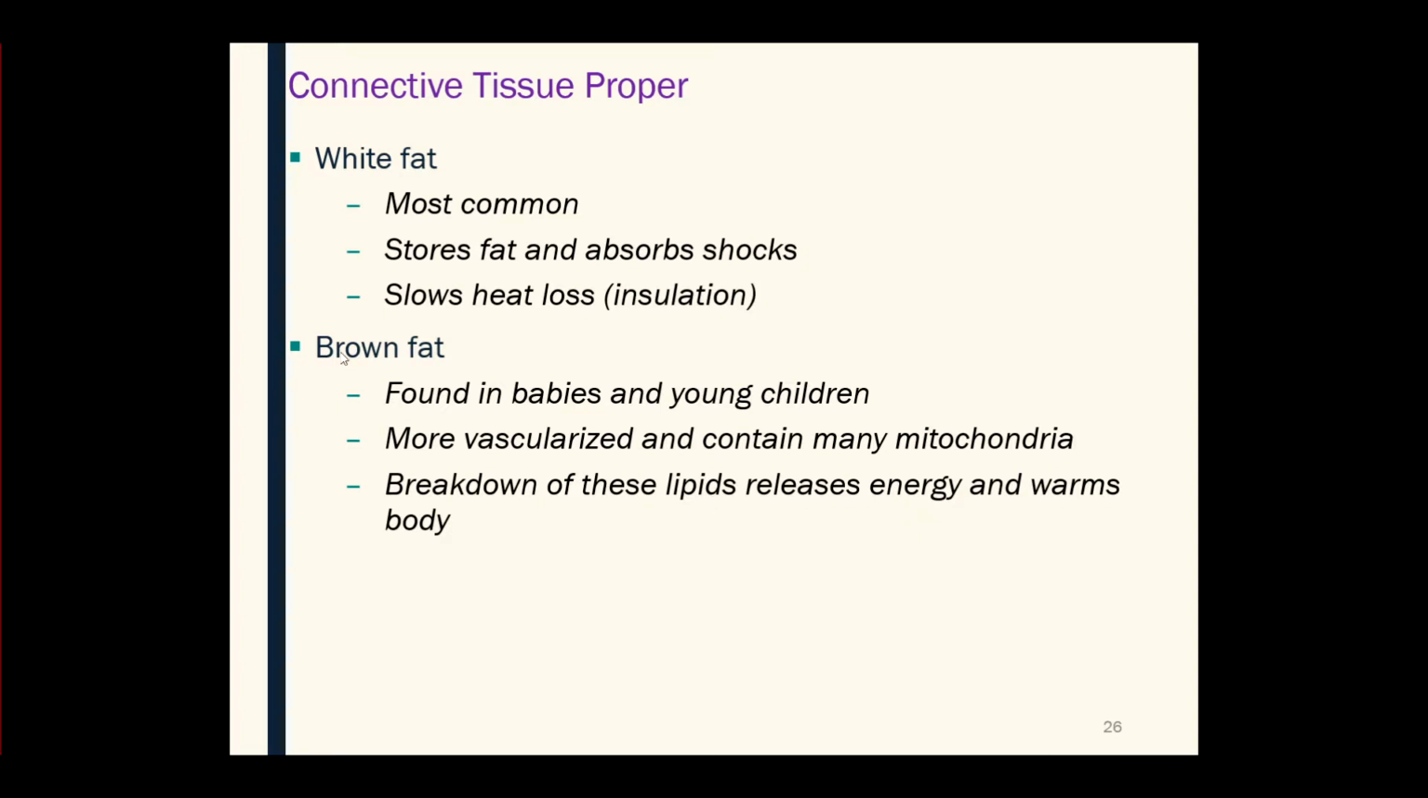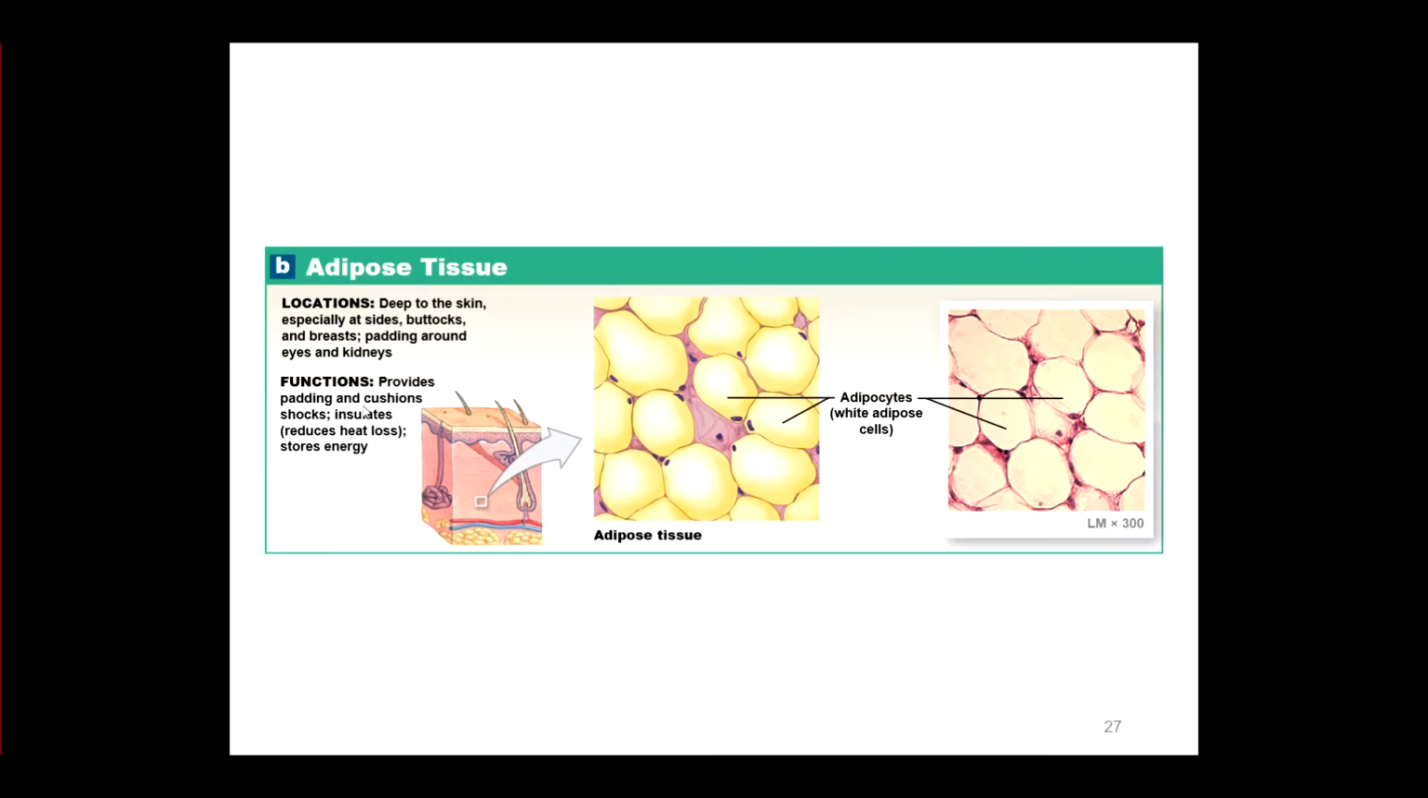All right, so we call that brown fat, and again, in adults, we do not see that. We don't have that. Okay, so let's take a look at a little bit about adipose tissue. So where do we find it in the body? Again, guys, it's always underneath our skin, right? It's in certain areas also.